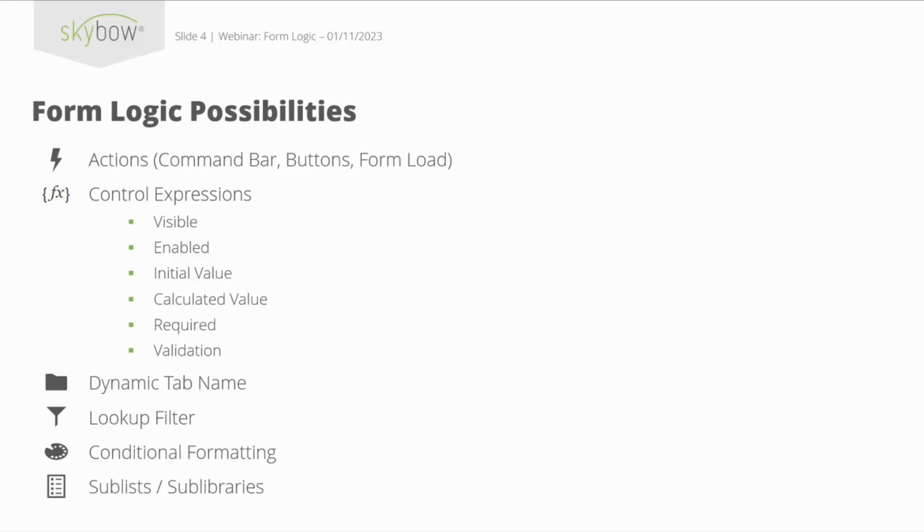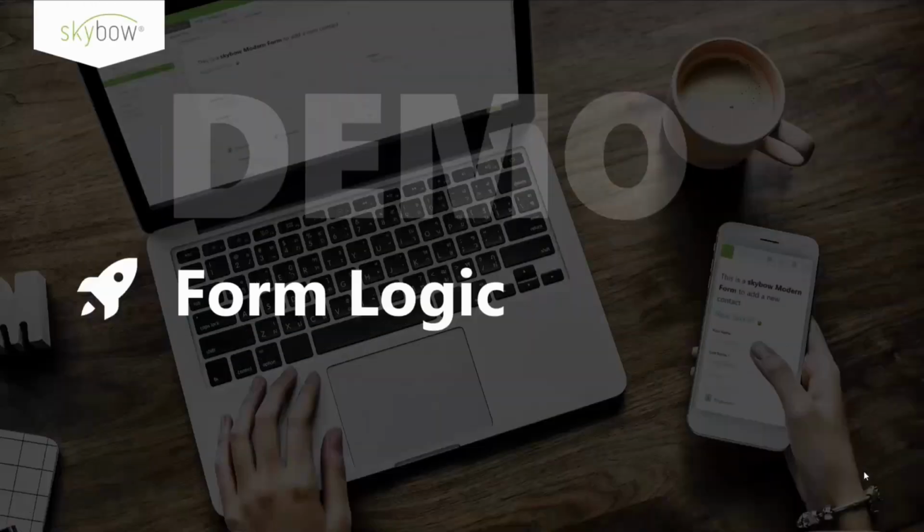And last but not least, the sub-libraries are also a kind of form logic, to have something like what you probably know from InfoPath. It's called repeating sections or repeating tables. We are using sublists and sub-libraries to make something like a master-detail relation on the form. So we can easily add sublists to a form. And as well, this one we will handle in a separate webinar. Okay, but then let's jump into the demo where I will show you all that stuff in a real case.